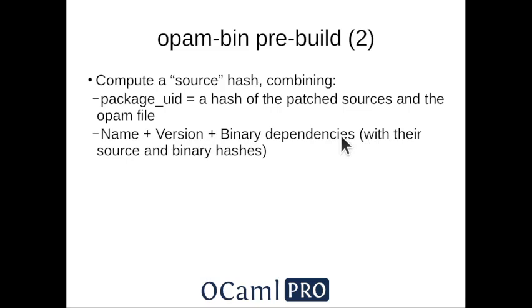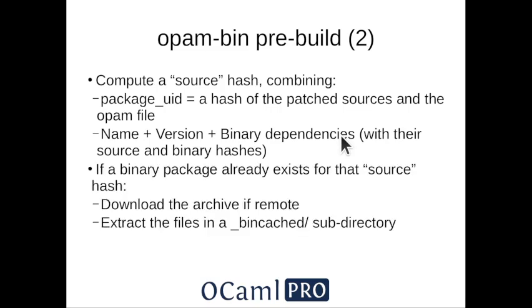That way, we have a unique identification of the package, of the state of the package, and we can try to see if for that source hash, we have currently a binary package that exists in the cache or in the repository of binary packages. If we found an occurrence, then if it is remote, we can download the archive, and then we extract the files in a local directory called bin cached.